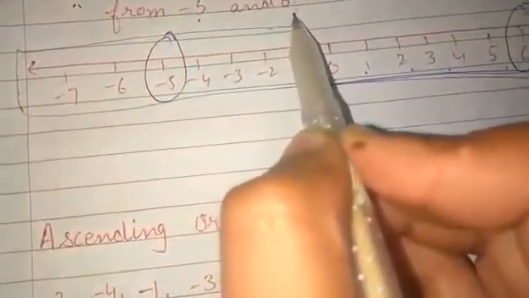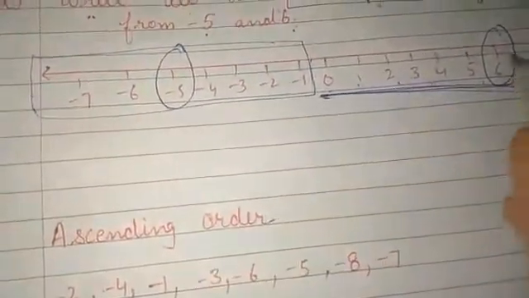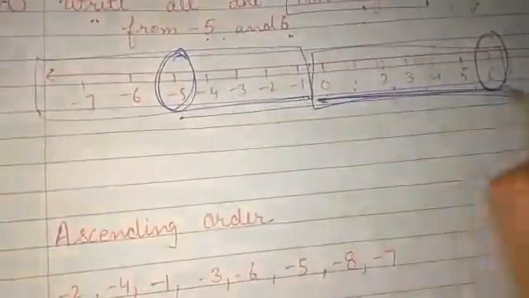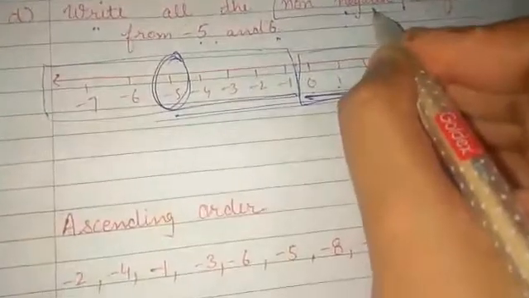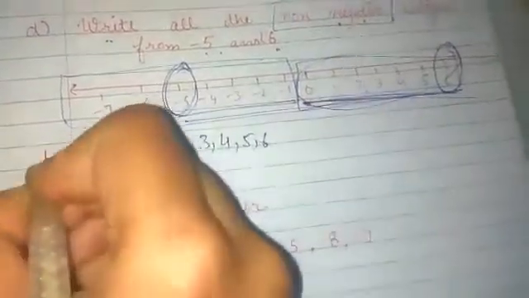Write all the non-negative integers from -5 and 6. Means this -5 and this 6. We have to write these numbers. Write all the integers from -5 and 6. Now see, -5 is written here, 6 is written here, so we have to consider all the numbers, but here the word non-negative is written, which means we do not have to consider the negative integers. So this is our answer. Our answer is 0, 1, 2, 3, 4, 5 and 6, and our question is done.